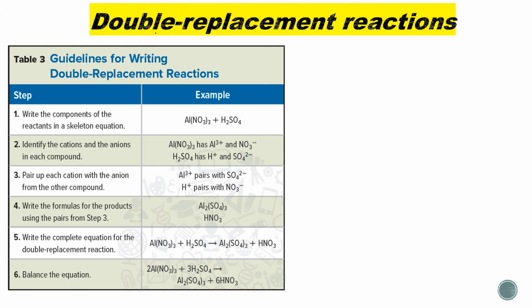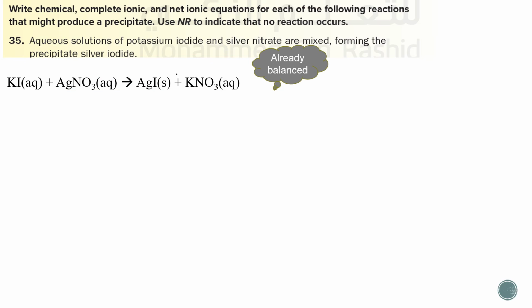This is just a revision on how we do double replacement reactions. We already talked about it in the previous video, okay? So now we go to a problem. Write complete ionic and net ionic equations for each of the following reactions that might produce a precipitate. Use NR to indicate that no reaction happens. So if there is no reaction, write NR.